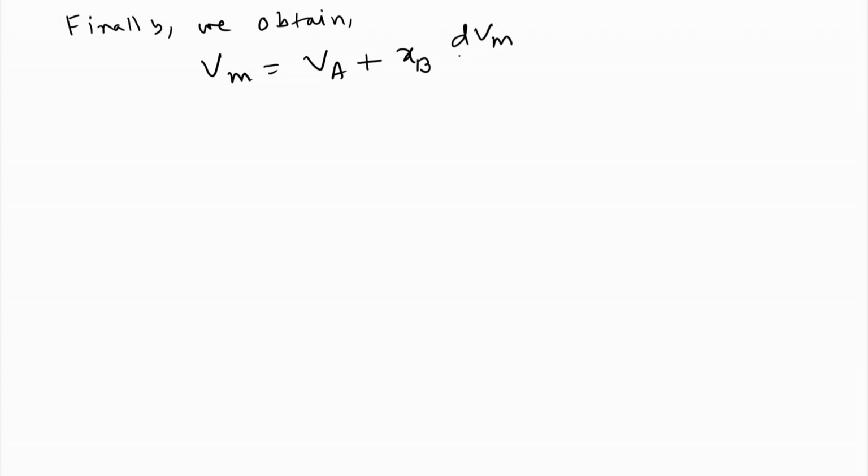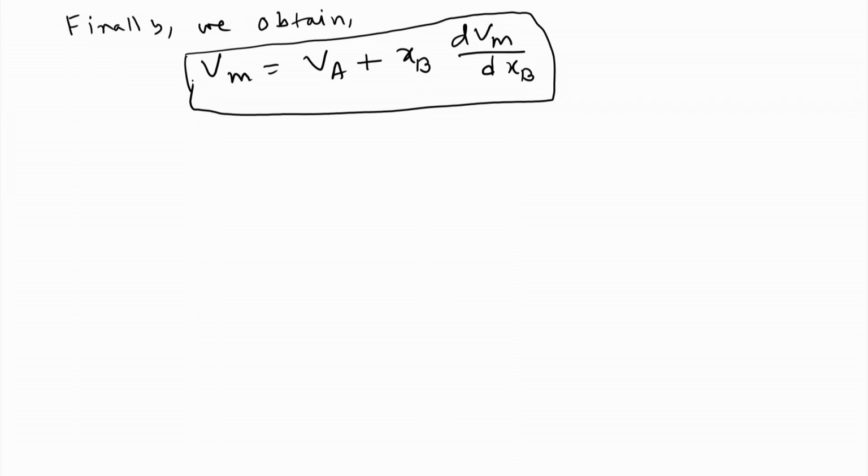So, finally, we obtain Vm is Va plus Xb dVm by dxb. Okay. So, we get finally this equation.